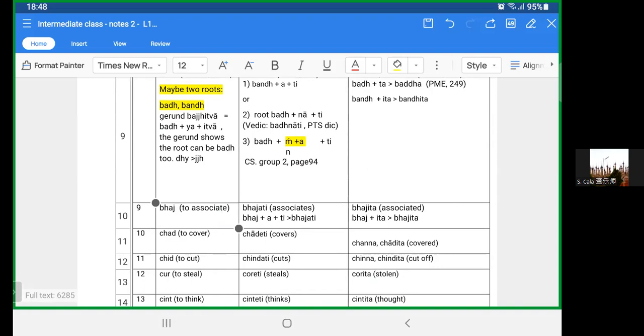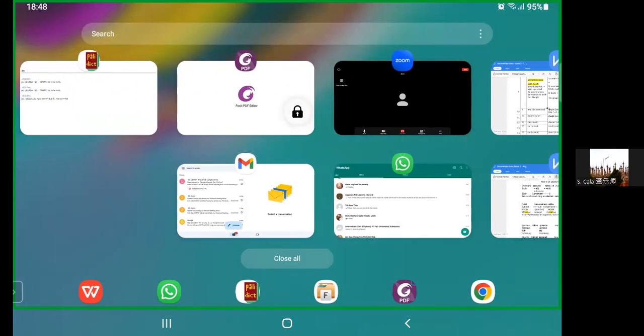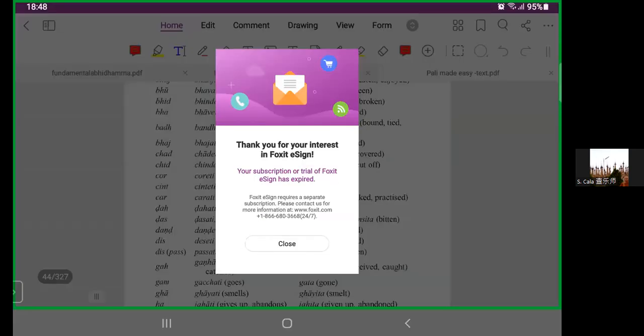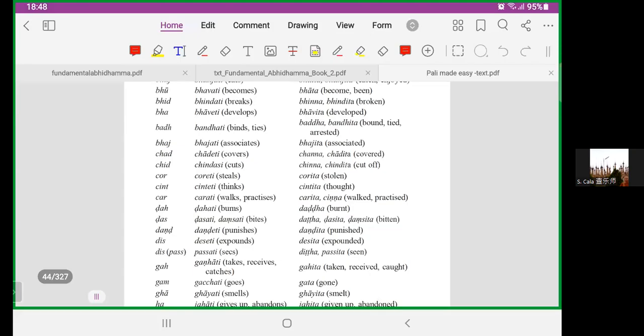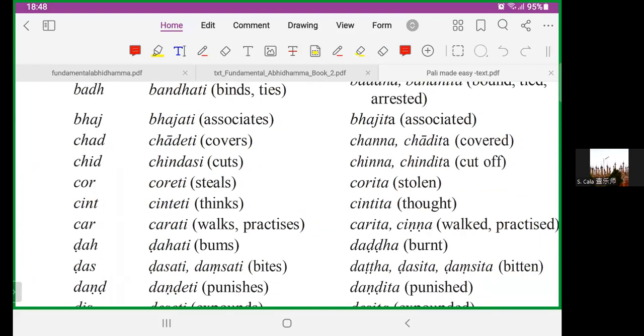Next one, batch. Okay. Batch is to associate. So let us look at the Pali Meiji first. So where's the book? Okay. So if you look at this book, you notice that the roots have no meaning. All right. So like batch, chat, cheat, the root has no meaning at all. But actually it's very important. For example, what's the meaning of root batch? What's the meaning of this one, cheat? So if you can write the meaning of the roots, it's also very important.